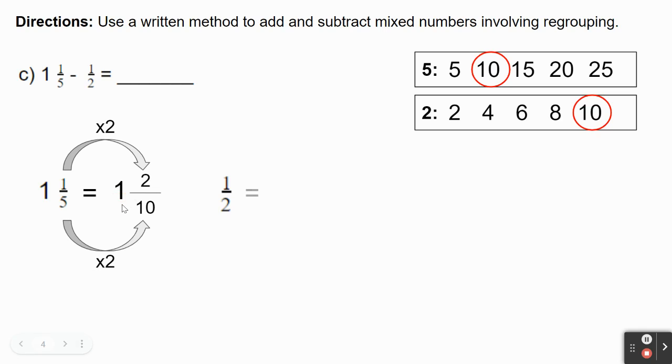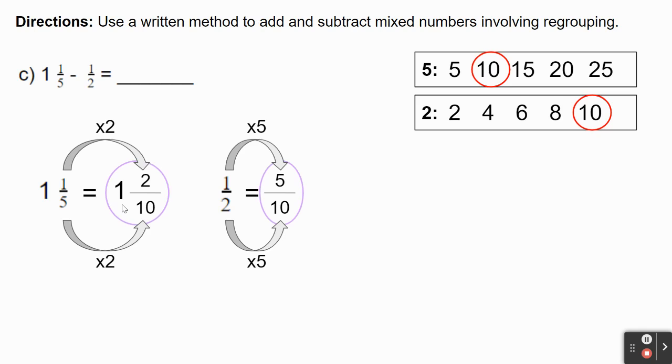Let's do the same for 1/2. We know the denominator is going to be 10. So let's ask ourselves, what do we multiply by 2 to get to 10? Well, 2 times 5 gets 10. So since we're multiplying by 5 on the bottom, we need to multiply by 5 on the top. 1 times 5 is 5. So 1/2 is equivalent to 5 tenths. If we look at both of our equivalent fractions, we see the denominators are the same. So now we can go ahead and subtract.